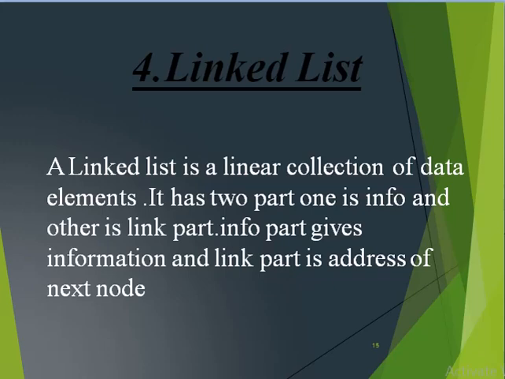The fourth linear data structure is the linked list. A linked list is a linear collection of data elements. It has two parts: one part is the information and another part is the link part. The information part holds the data and the link part gives the address of the next node.